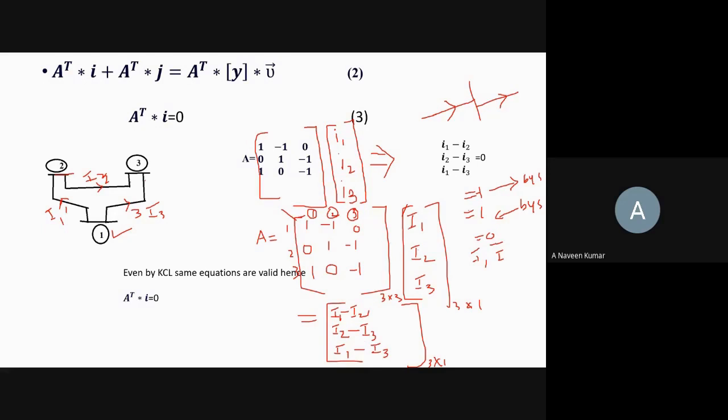Is it correct or not? Everybody please unmute and tell me. Yes, sir. My intention is, if I want to calculate I1, I2, I3, then I will multiply these two matrices. So this is the equation. This is the final matrix 3 by 1. We will get, right or not?